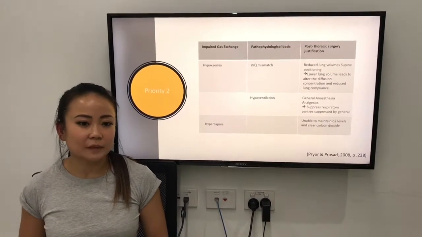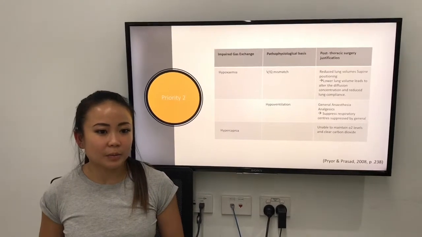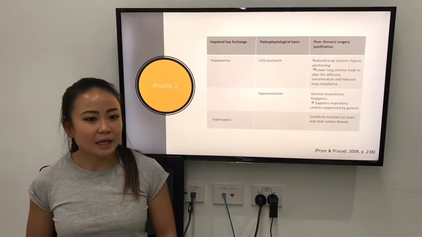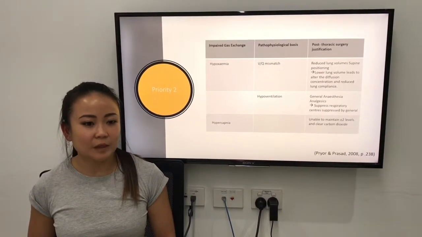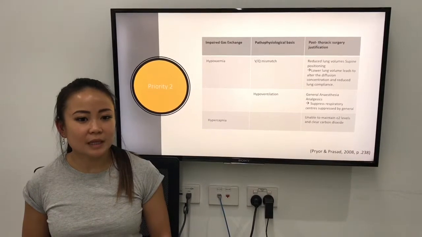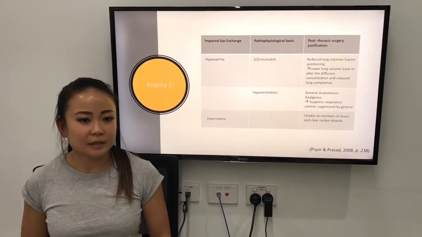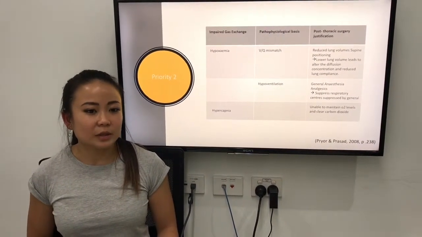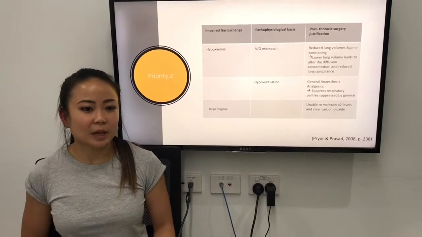mechanical ventilation. This decreases the risk of infection as a natural upper respiratory defense mechanism is restored. Impaired gas exchange can be caused by hypoxemia and/or hypercapnia. Reduced lung volumes leads to an altered diffusion concentration and reduced lung compliance, resulting in VQ mismatch. The inability to clear carbon dioxide due to shallow breathing post-operatively may lead to hypercapnia.